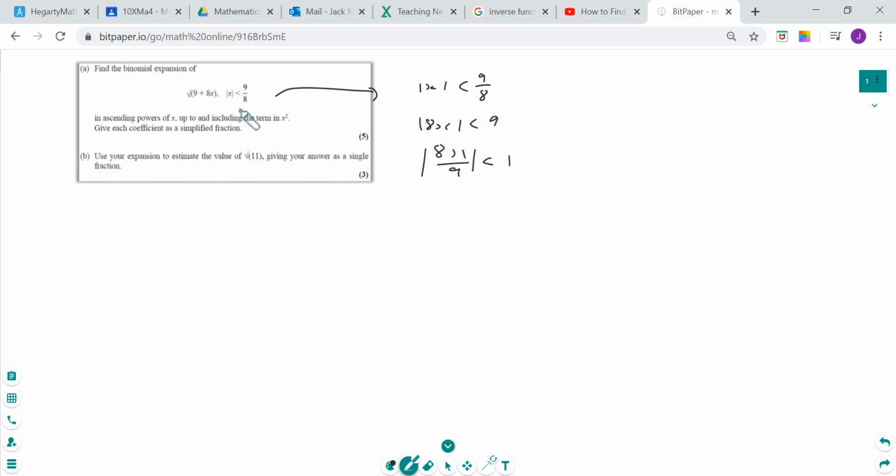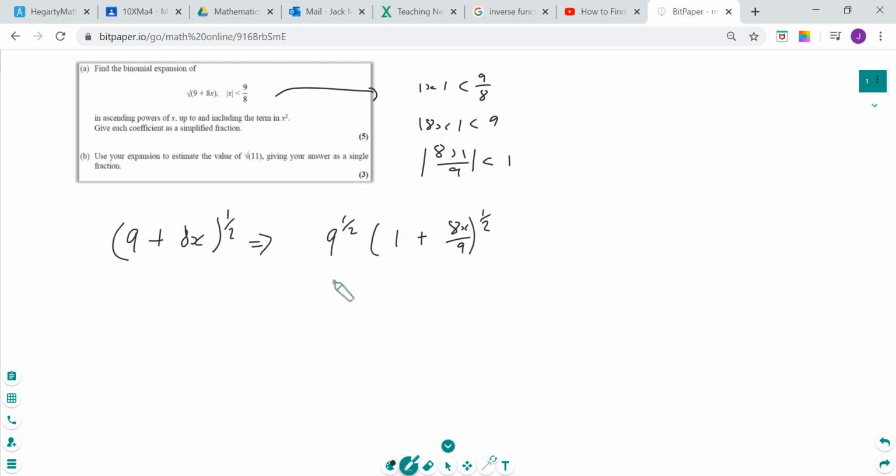So do you see? The question is telling you to take a 9 out for free. So we're going to say (9 + 8x) to the half. What we're going to do with this is say that this is 9 to the half multiplied by the bracket with a 9 out, which will be 1, because that's the whole point, that we want a 1 there. 8x over 9, or some equivalent form of this, to the half.